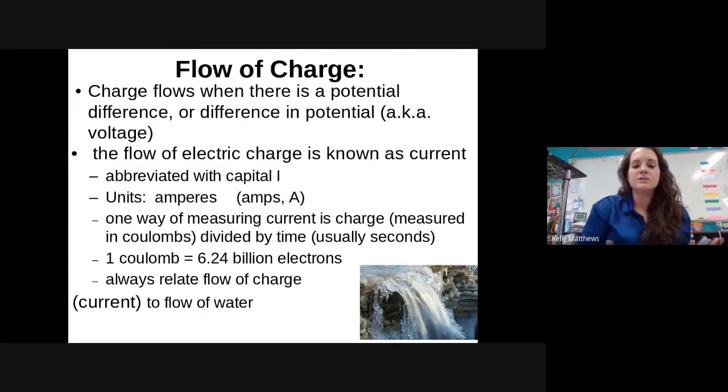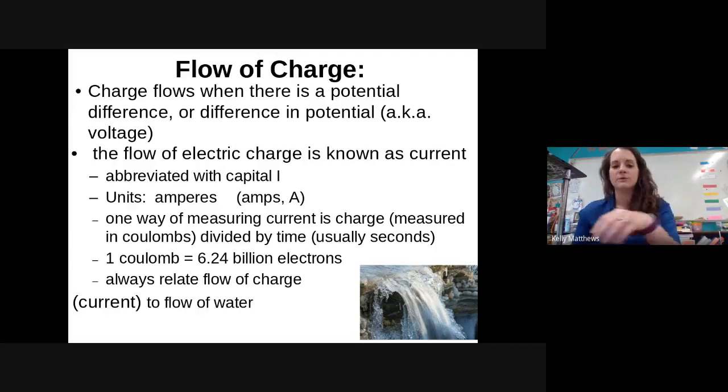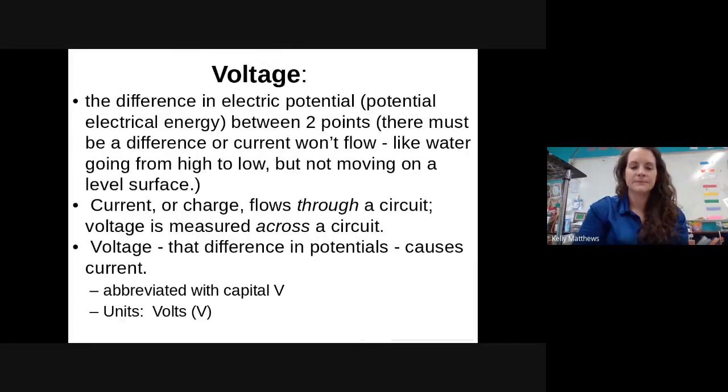And its units are amperes. So if you deal with music and electrical equipment, you know that you're dealing with amps and things like that. And that has to do with the amount of current that is flowing through the object. One way of measuring current is charge, measured in coulombs, divided by time, usually in seconds. So it's literally talking about how many electrons are coming through in a certain period of time. All right. But we're always going to relate the flow of charge, current, to flowing water.